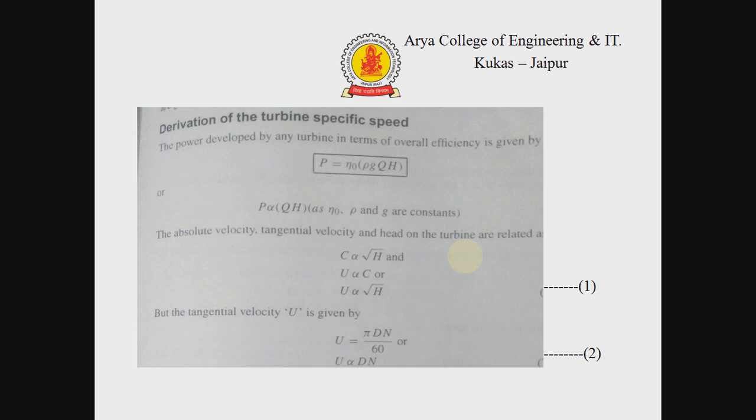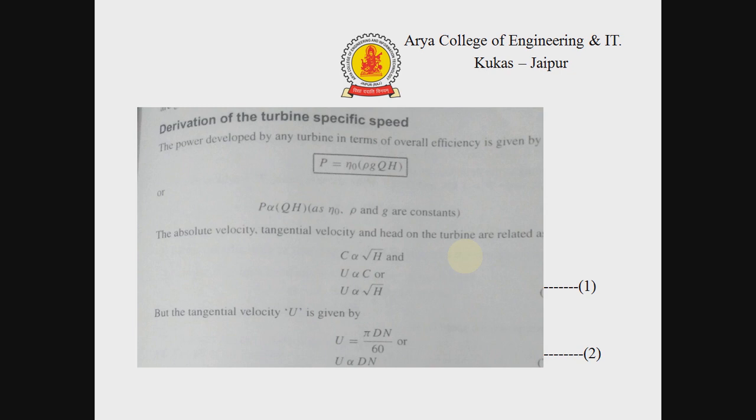Now we discuss the derivation of turbine specific speed. The power developed by any turbine in terms of overall efficiency is given by the following formula: P = η₀ρgQH, where P is proportional to Q into H, as η₀, ρ and g are constant. The absolute velocity, tangential velocity and head on the turbine are related as C is proportional to √H and U is proportional to C. So we can say that U is also proportional to √H, as shown by equation 1.